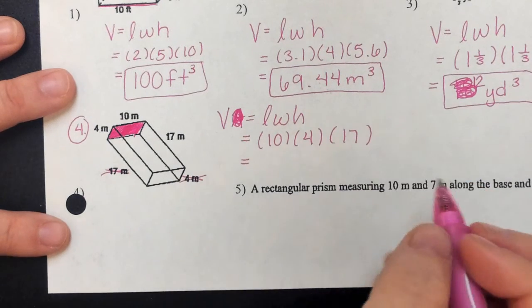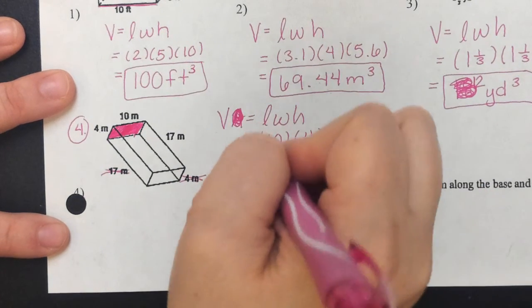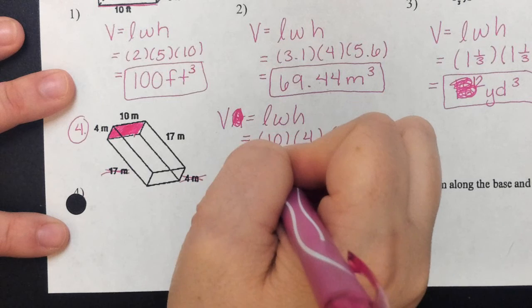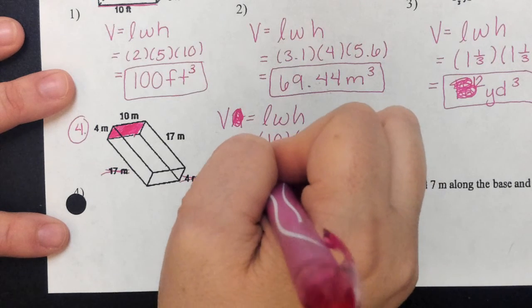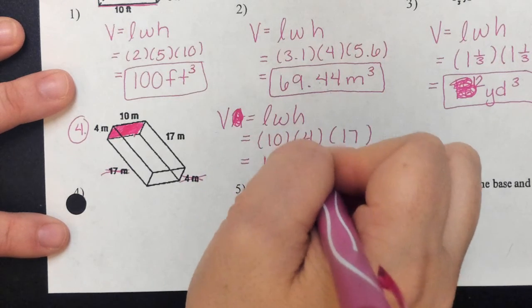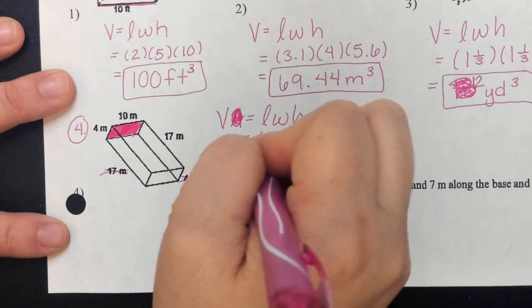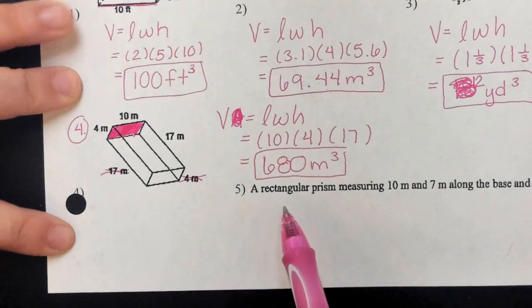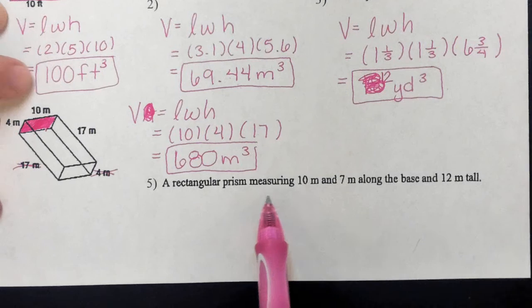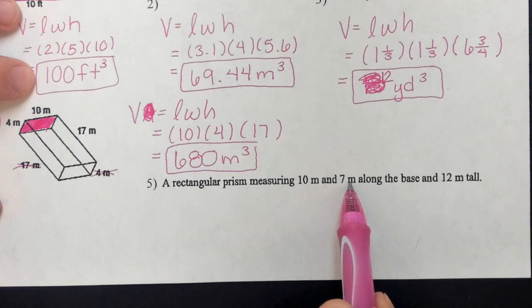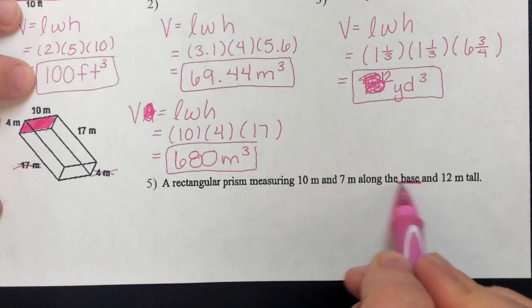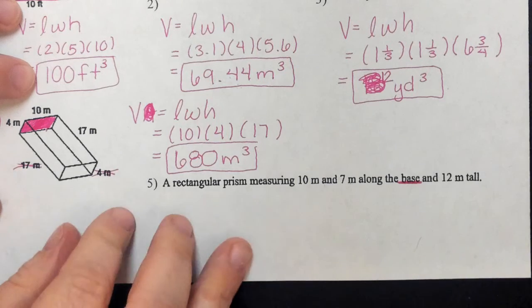What do I get here in my calculator, folks? Ashlyn? 680. And we're going to put meters to the third. Okay. Number 5, rectangular prism measuring 10 meters and 8 meters along the base and 12 meters tall.